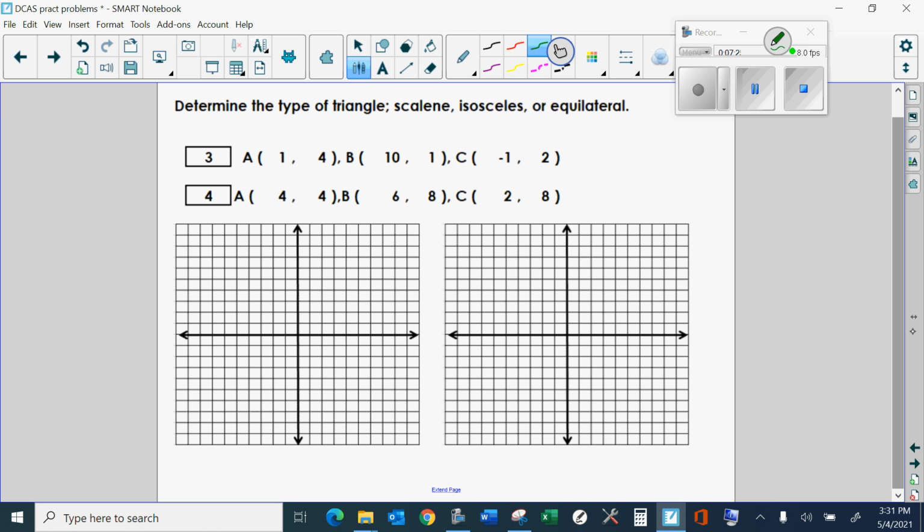Okay, so plot it. 1, 4. 1, 2, 3, 4. 10, 1. Negative 1, 2. Okay. So obviously we have all different lengths. So say it's scalene. We don't have any two that are the same, so it's not isosceles or equilateral.